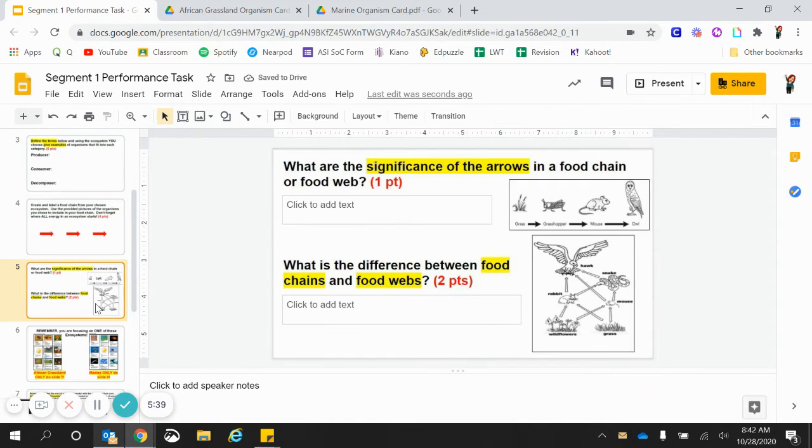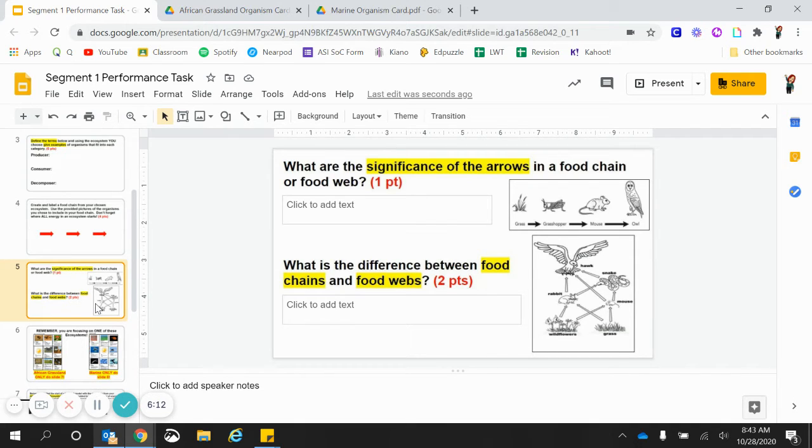So for slide 5, what is the significance of the arrows in a food chain or food web? What I was looking for is you to tell me that the arrows represent the movement of energy. It represents who is being eaten, who's doing the eating, and that shows the energy. If you had only said who's doing the eating, you lost a point because that's not the significance. The significance is the actual energy movement.